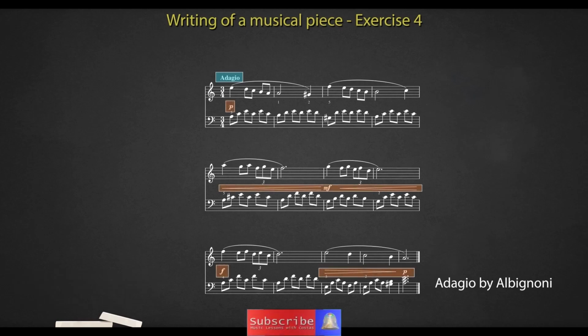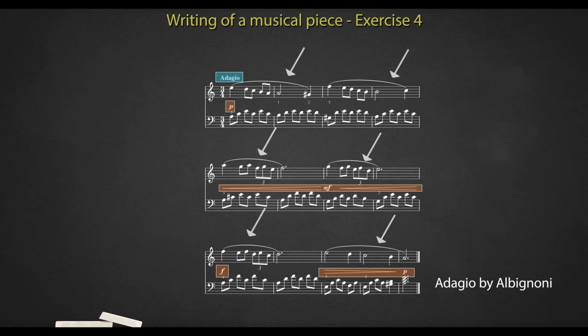How quiet, loud, or getting louder or quieter. And one important new sign, the curved line that connects many notes this time. This is the legato. Legato shows us the music phrases inside the piece. It is exactly the same thing as a phrase in every language. When a phrase we speak ends, we breathe. In music, it's the same.